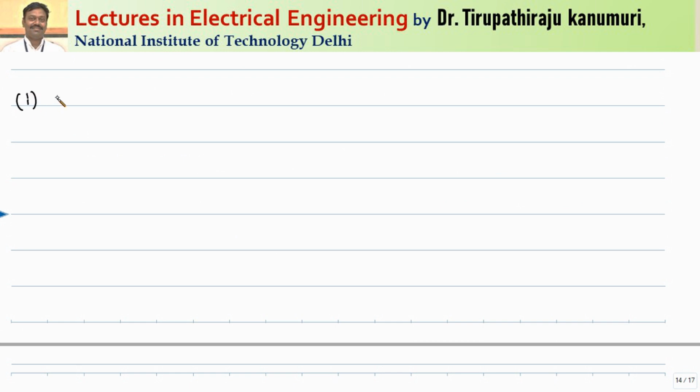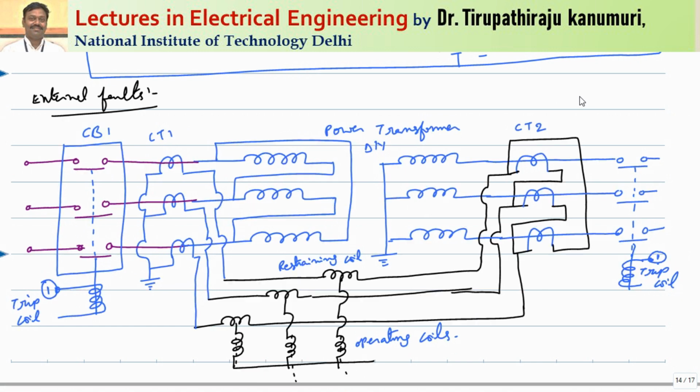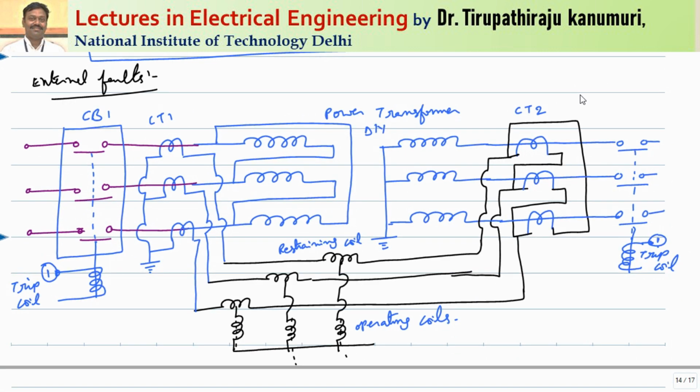So first, I am taking what will be the case for external faults. Now it came, I hope. Now it came. So let us try to analyze. I am taking the case where there is a fault, and that fault has happened after your CT. Let us take the fault has happened in any one particular phase. So for example, the fault has happened in this phase.